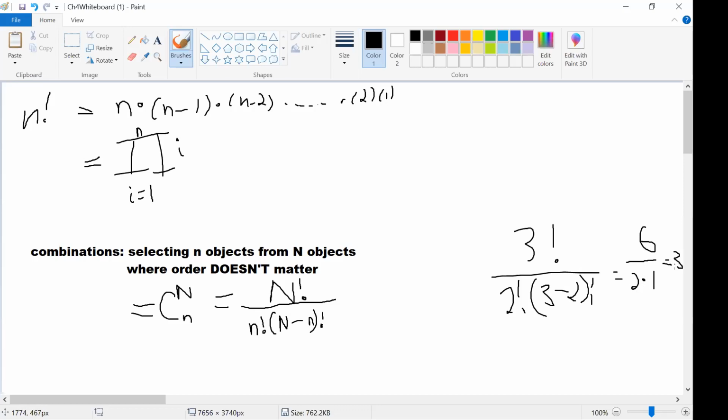Intuitively, that checks out. Because we have 3, we choose 2. We can have ace and king. We can have ace and queen. Or we can have king and queen. And notice here the order does not matter. On the other hand, if I asked you, does the order matter? Then that changes things. Because it could have been ace and king, or it could have been king and ace. Let me pull this up.